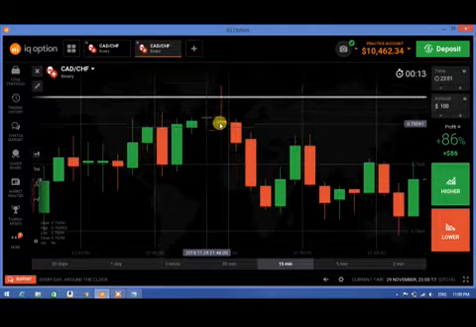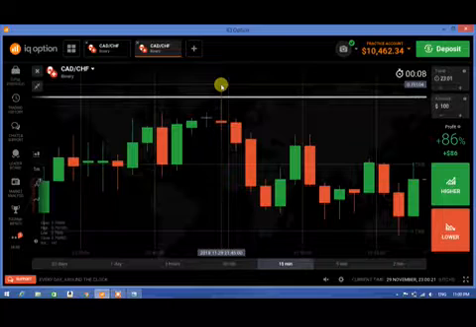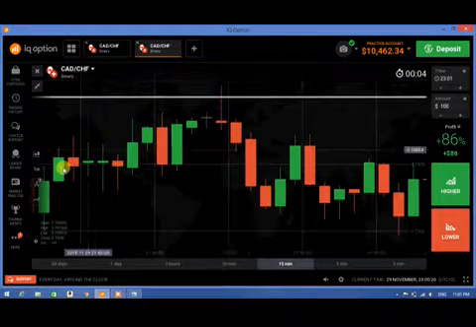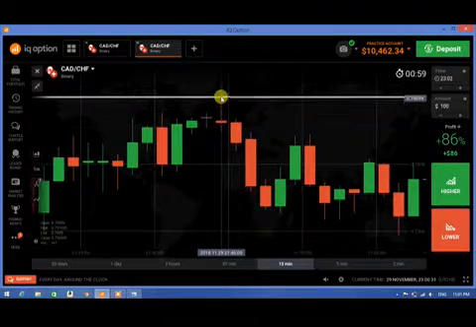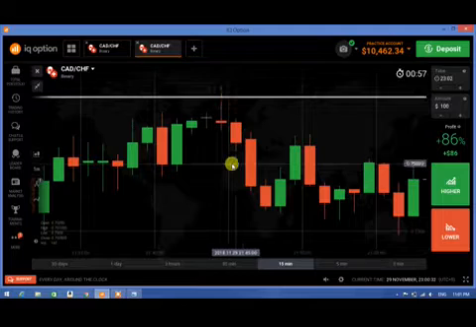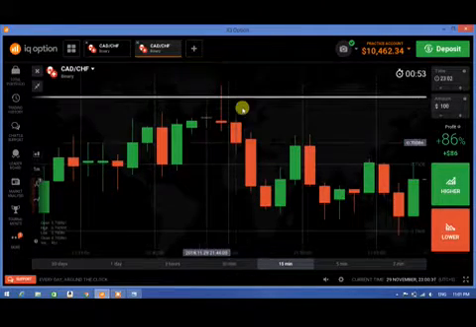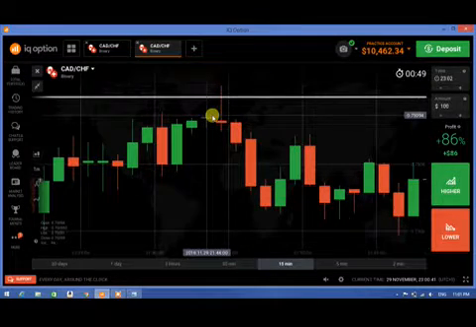Now the price went up right here, we wait for the candle to be formed. It's a 1 minute candle, which means when the candle moved up, we're not going to place a trade. Let the candle be formed completely. Okay, so wait for the whole minute and let the candle be formed.